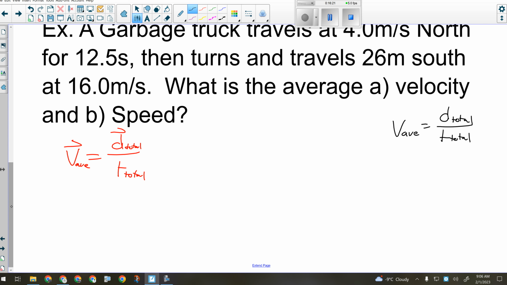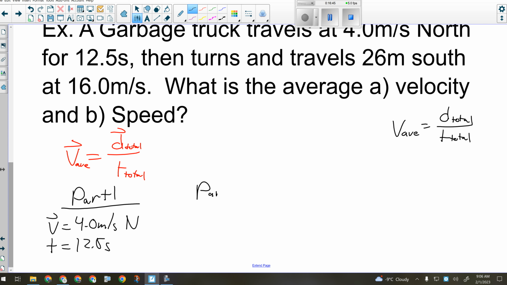So what I want to do first is write down all the things the question gave me. In part 1, it says that the garbage truck traveled 4 meters per second north, and it did that for 12.5 seconds. And then it travels 26 meters south at 16 meters per second. So that's what the question tells me.